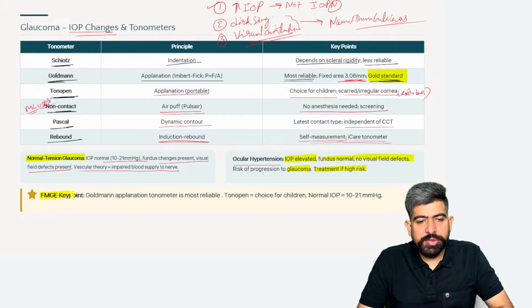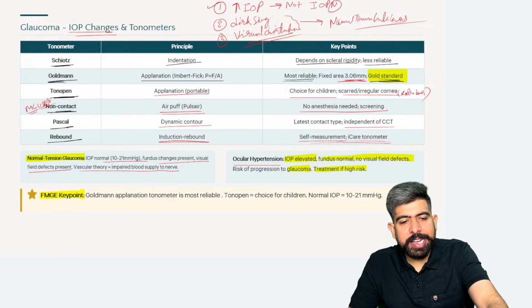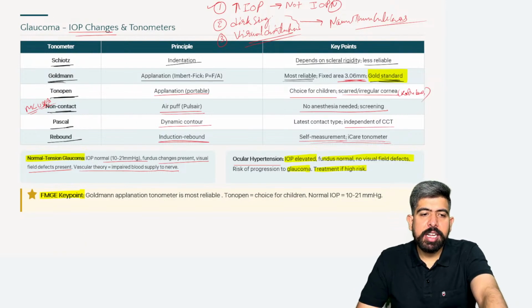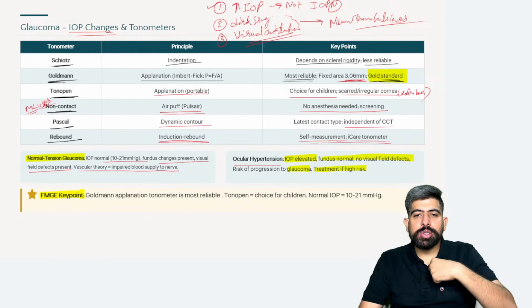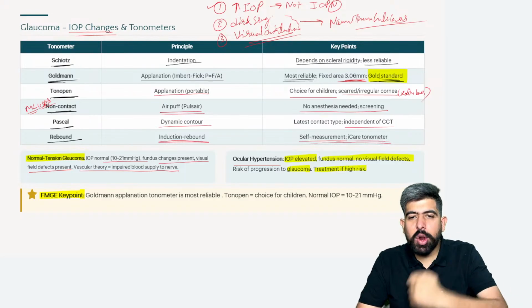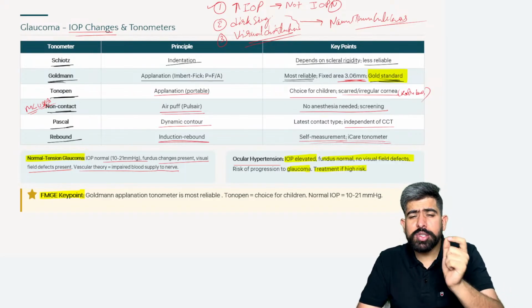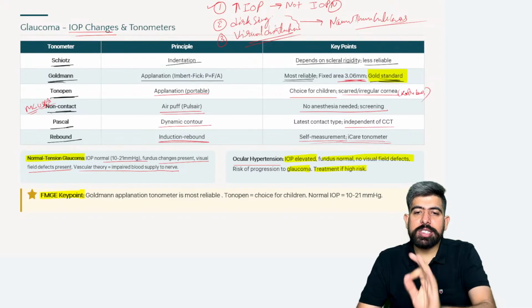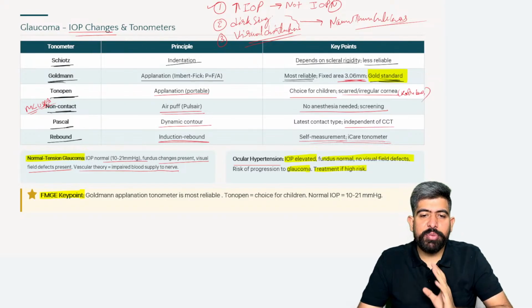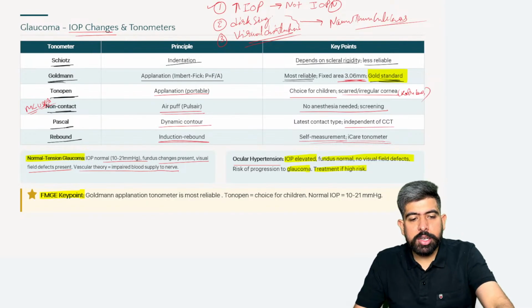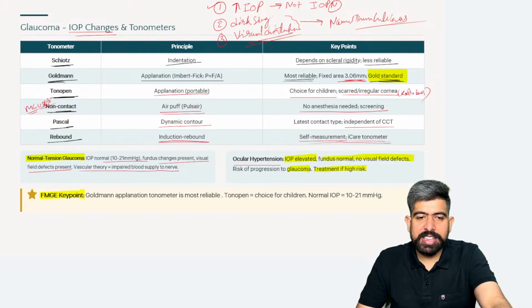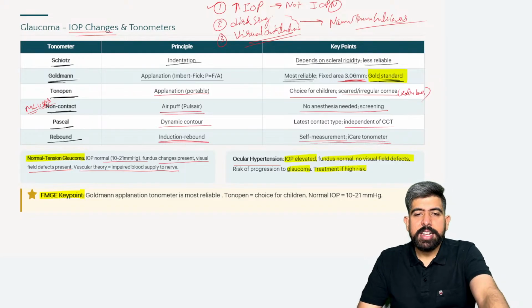Now we have the FMG key points. Every topic, every slide has the FMG key points. Just before going to the exam, you have to scroll. For ophthalmology, you just scroll this PDF and go through all the FMG key points. That's very, very important. All the topics are compiled in this PDF in this session.